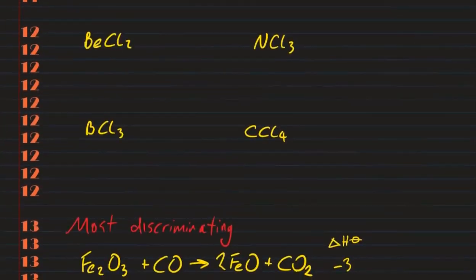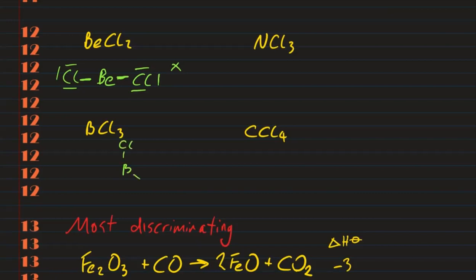Question 12, which molecule's polar? Oh man, more Lewis structures. Okay, so beryllium dichloride looks like that. Beryllium's unusual. It can be stable with 4 electrons or 2 electron pairs around it. So that's linear. So it doesn't have a dipole. Not that one. BCl3, boron's unusual. It can be stable with 6 electrons. 3 pairs of electrons around the central atom. Note the bond dipoles cancel there, so it's not that one.